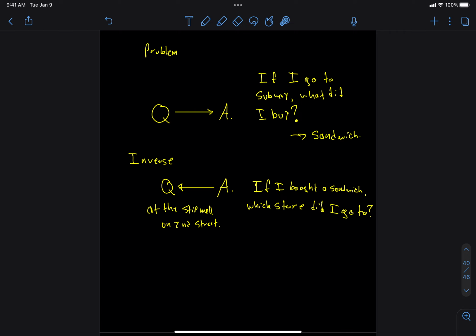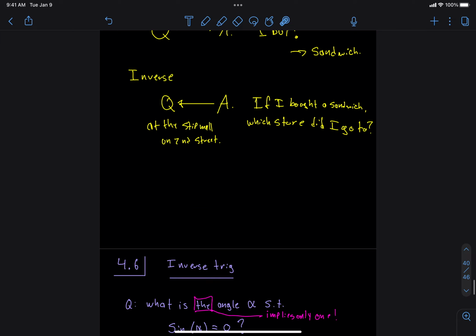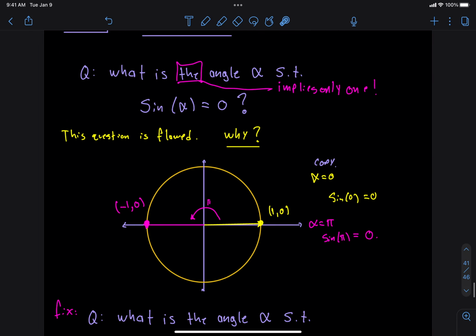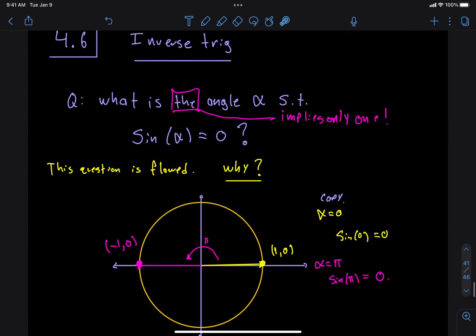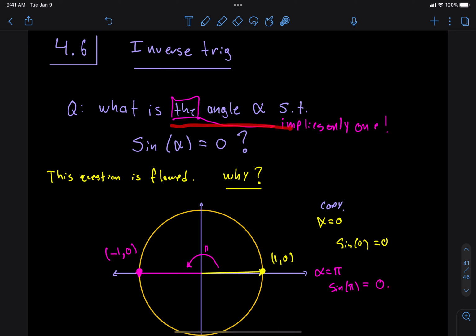That's a trickier direction to go in, because that answer could be the answer to many different questions, right? So I need to be very careful in how I phrase this kind of reverse logic so that I can ensure that I'm asking a good question. A good question is a question that only has one answer, okay? That's a good question, mathematically speaking. So how did that factor in for inverse trig? Well, we said we wanted to understand what is the angle alpha such that sine of alpha is equal to 0. And we noticed something.